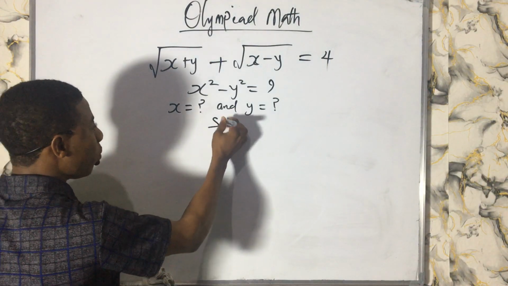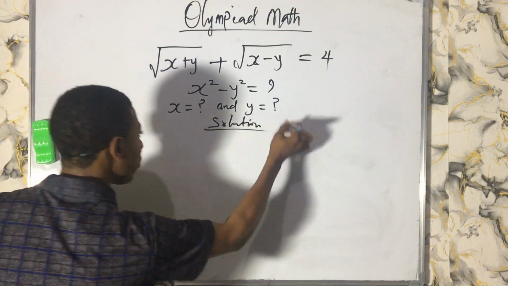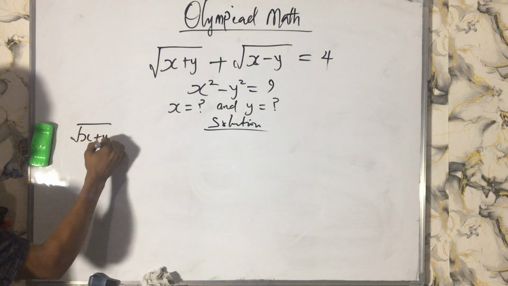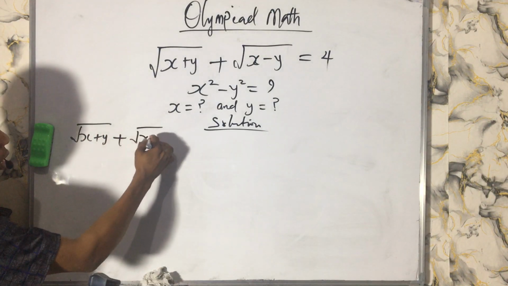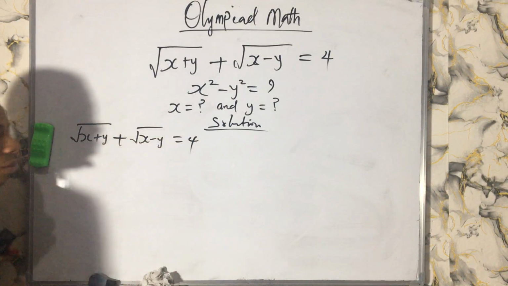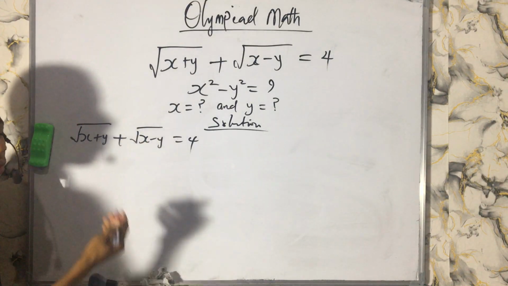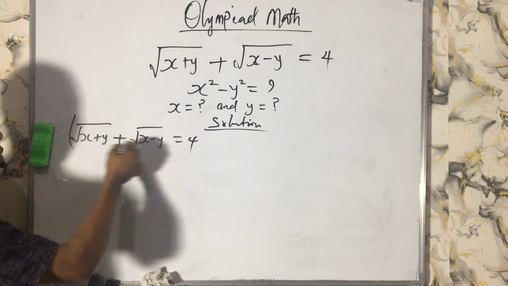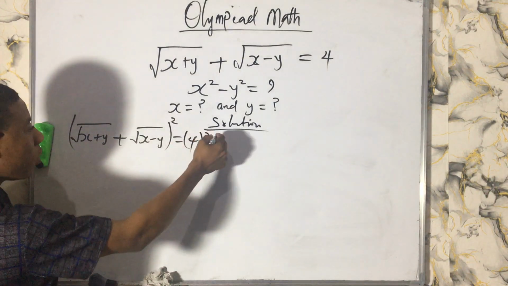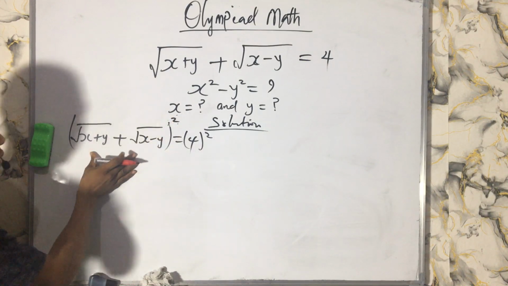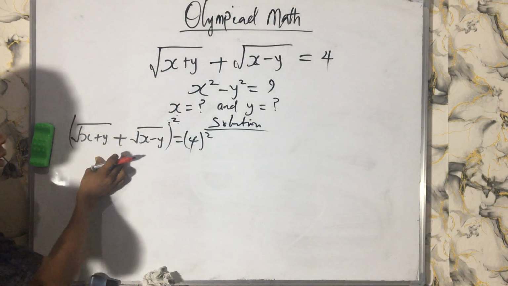So we start with the solution. We now have the square root of x plus y plus the square root of x minus y equals 4. Now, what do we do to take off these radicals? Simply square both sides to simplify that. If we square both sides by expanding this, this is what you're going to have.